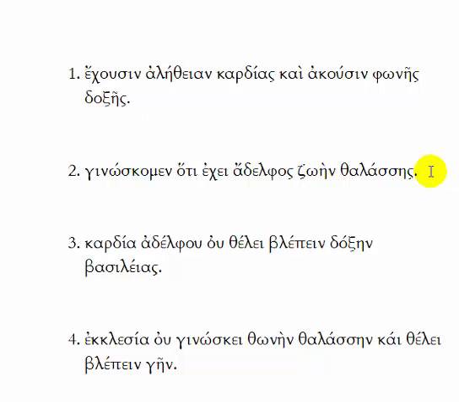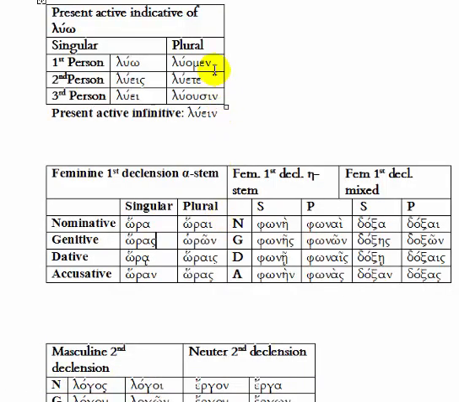All right, let's take a look at the second one here. Let's read it first. It says, Gnoskomen hati eke adelphas zoen thalases. Gnoskomen hati eke adelphas zoen thalases. So, gnoskomen, that looks like the verb for know, and indeed it is. And then the -omen ending, we should remember by now, but let's take a peek. And we see here omen. So luomen, that's a first person plural, so therefore it is a "we" type of a deal.